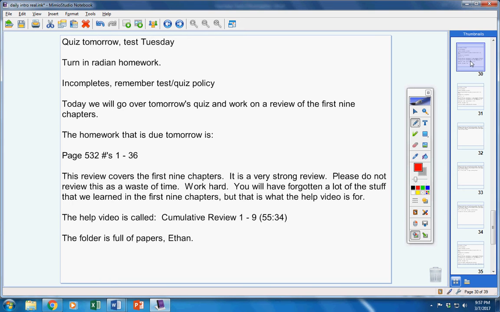Ethan, the folder is full of papers. Now, most of them aren't yours. A lot of them are pre-cal, but if you will please make sure to get out all of your papers out of the folder, I would appreciate it, all right? Now, your quiz from Monday is graded and entered in the Sycamore, okay? We'll go over those once everyone has taken the quiz.